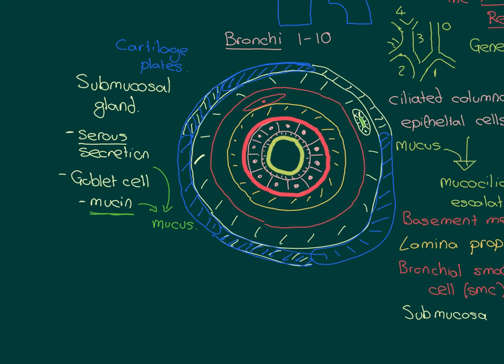Right, so I think we'll have a break there. We have now discussed the structure of the bronchial wall. We'll continue on with our discussion of the tracheobronchial tree in the next video, in which we'll talk about bronchioles, respiratory bronchioles, and the alveoli.